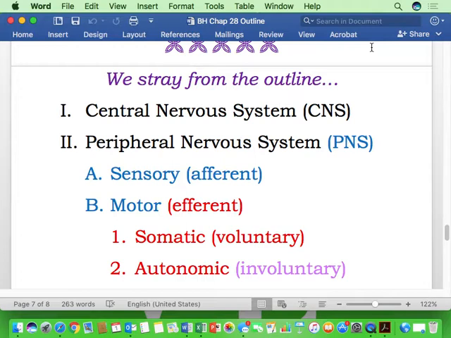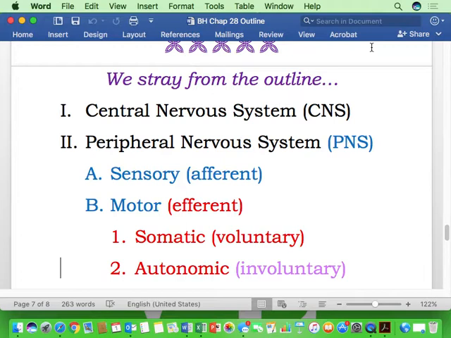The term somatic means body, and we'll see this when we talk about the reproductive system next week, the difference between somatic cells and gametes. We'll talk more about that. So that means body. That deals with the voluntary. Autonomic deals with the involuntary, so things like digestion, glandular secretions, things like that.